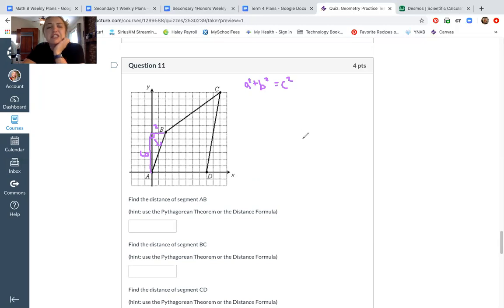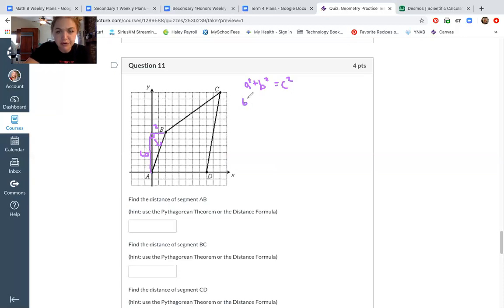Someone else was asking a question. Go ahead. Oh yeah, so isn't B 2? Good question. Yes. Also, B could be 6. It really doesn't matter which one you put as A and which one you put as B because you're just going to add them together anyway. Does that make sense? Okay, so I'll do B as 2. I'm going to go 6 and 2.